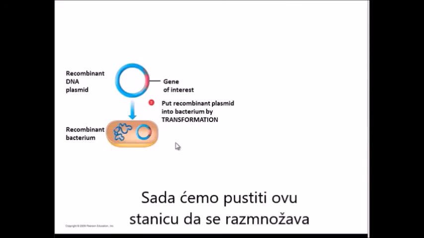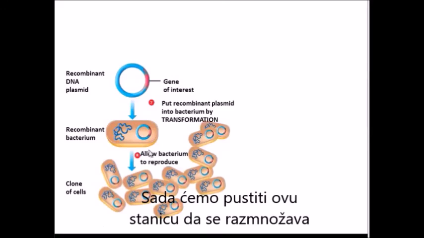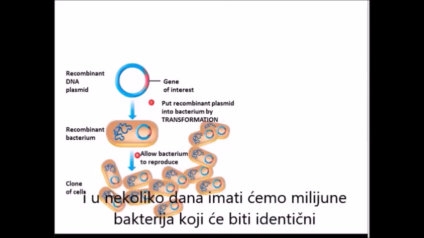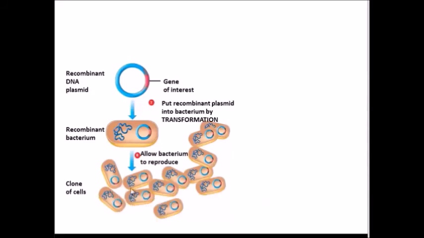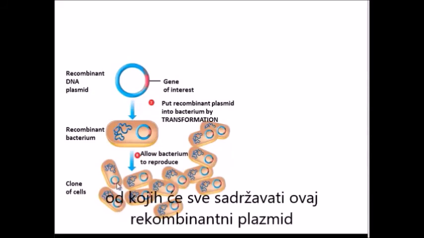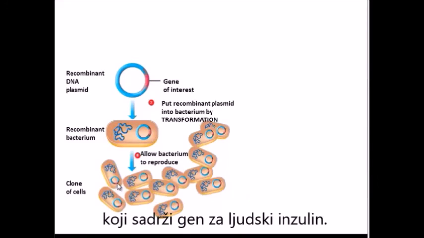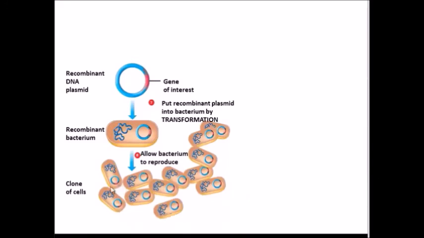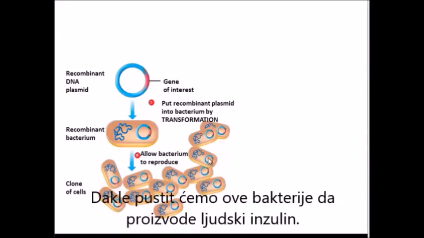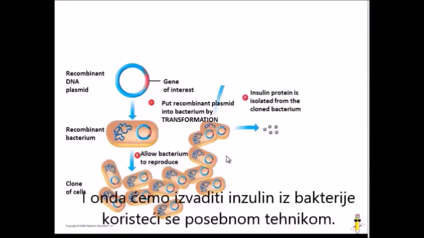So now we're going to let this bacteria cell reproduce. And in a matter of days, we'll have millions and millions and millions of identical bacteria, all of them with this recombinant plasmid that contains the gene for human insulin. So we're going to let these bacteria produce human insulin. And then what we're going to do is we're going to take the insulin out of the bacteria. And there's a special technique where we can isolate that protein.